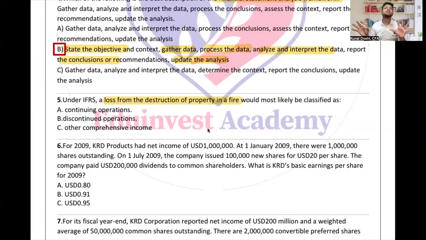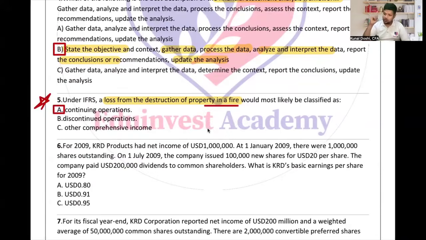So this is not a part of OCI. B, discontinued operation. Discontinued operation is only when the unit is no more going to be existing in the future. Here, there is a loss due to the fire, but we haven't shut down the operation. So it's neither discontinued nor OCI. It is a part of continuing operation. Understood? Very important question. Most of you all got it wrong.